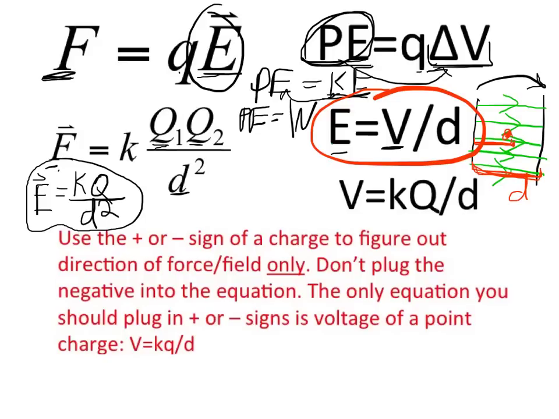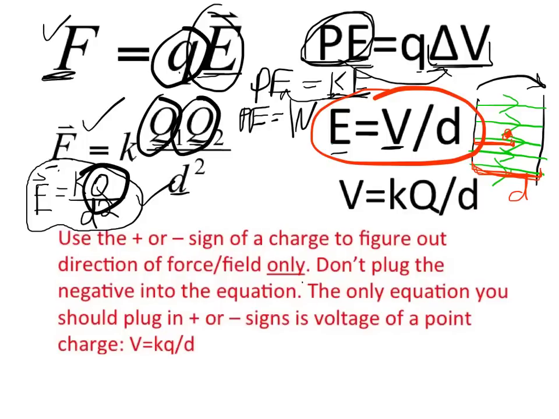Finally, something that's given a lot of people trouble, so let's just settle it once and for all. Use the positive or negative sign of a charge to figure out the direction of the force or field only. Do not plug the negative on a negative charge into the equation. So in the equation for force, electric field, your charges you will leave positive, even if they are negative charges. But you will think about, if this is a negative charge, which way would the field lines point? Because remember, field lines would point toward a negative, since they point the way a positive would go. And field lines would point away from a positive, because they point the way a positive would go.